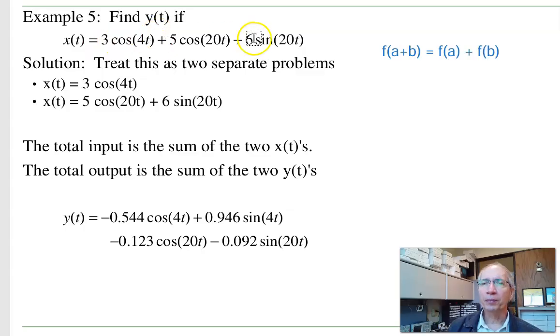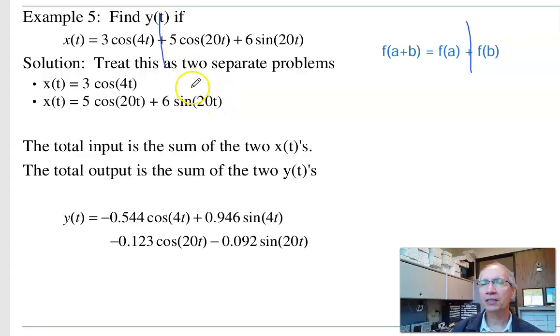Suppose I have this problem. My input contains two different sine waves at two distinct frequencies. Find y of t. Well, what I would do is use linearity and superposition. Treat this as two separate problems. Here's the first problem: if that's x of t, find y of t. Second problem: if this is x of t, find y of t. Take the two answers, add them together. That's the total answer.